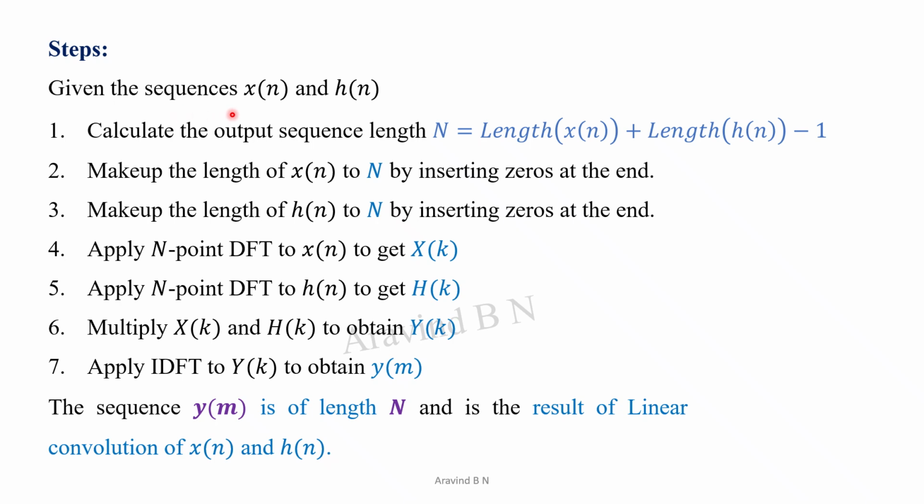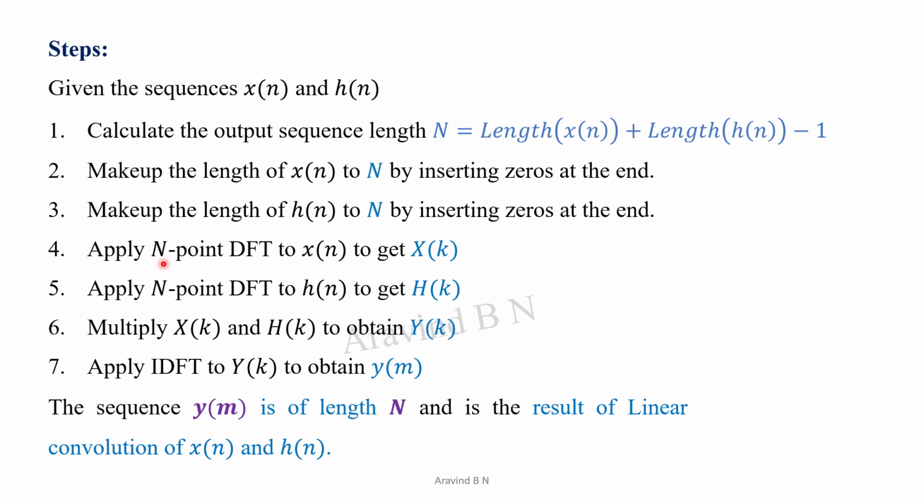Given the sequences x of n and h of n, first step, calculate the output sequence length N given by N is equal to length of x of n plus length of h of n minus 1. Then make up the length of x of n to N by inserting zeros at the end of the sequence. Then make up the length of h of n to N by inserting zeros at the end of the sequence.